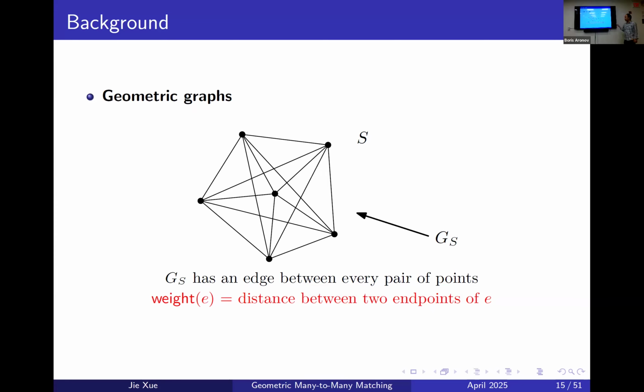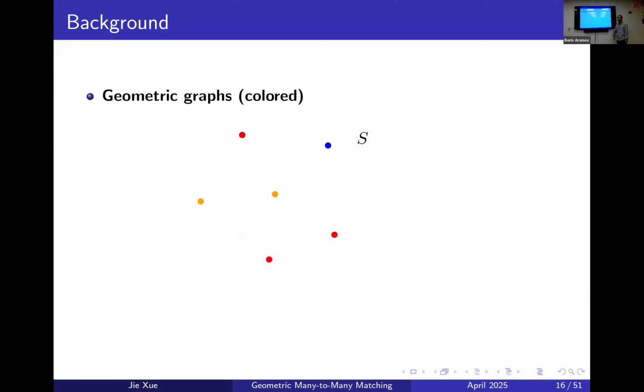Right? So there is another, more expressive way to define geometric graphs, which can give you more types of graphs. The way is the following: you can give colors to the points. Again, I have points either in the plane or in higher dimensional Euclidean space, where each point is associated with a color. So in this example, you have 3 red points, 2 yellow points, and 1 blue point.